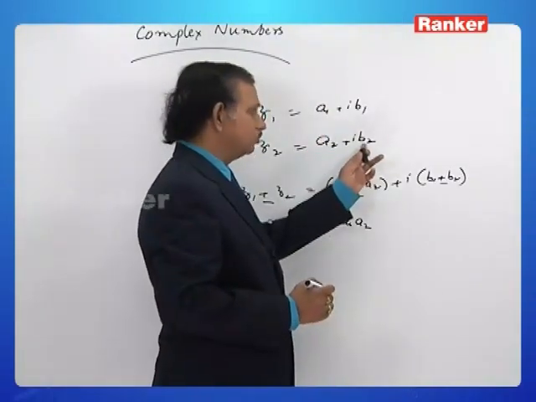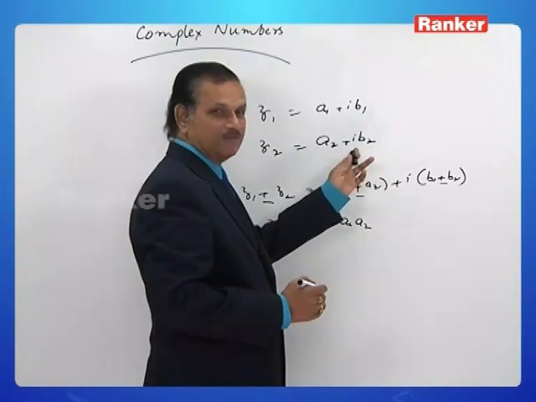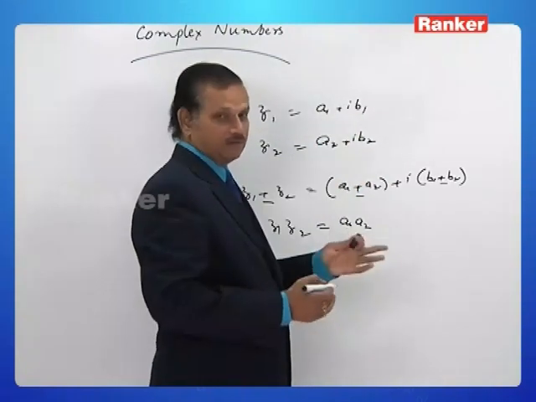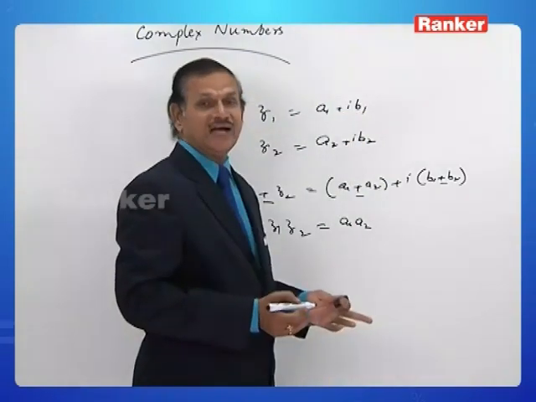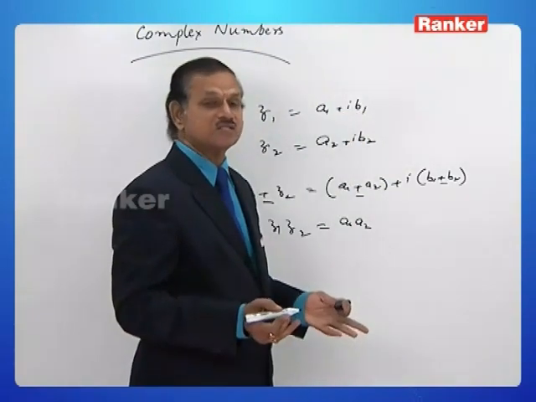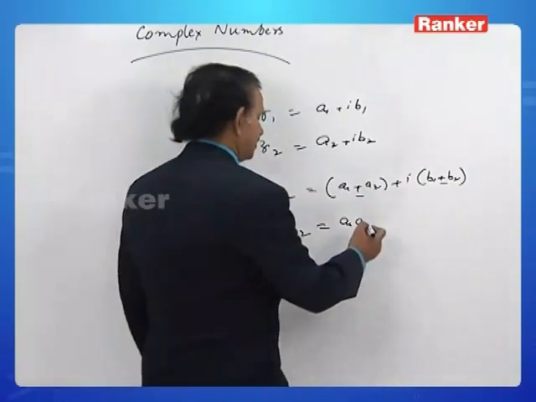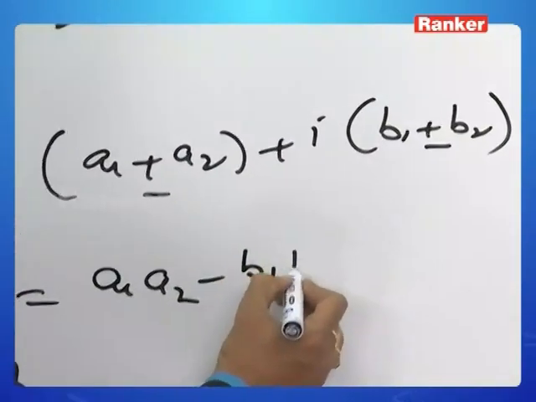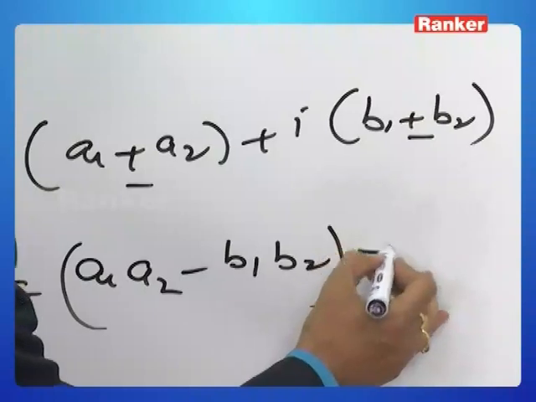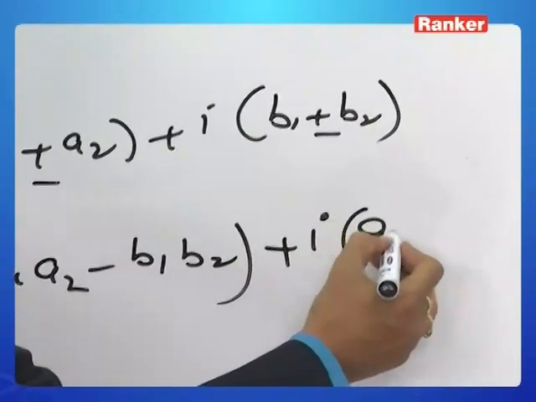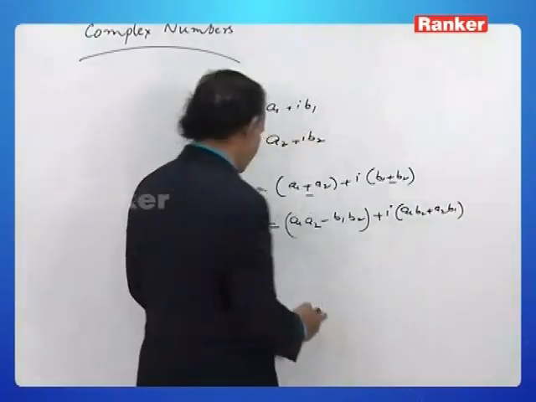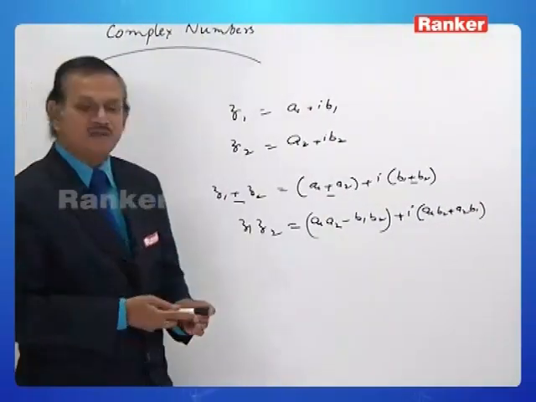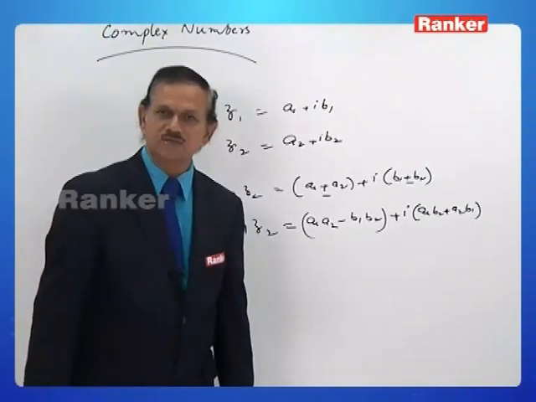A1 into IB2. I comes there. A2 into IB1. It also contains some I plus IB1 into IB2. I square B1 B2. What is I square? Minus 1. Therefore, this is A1 A2 minus B1 B2 plus I into A1 B2 plus A2 B1. This is the way in which we multiply two complex numbers.